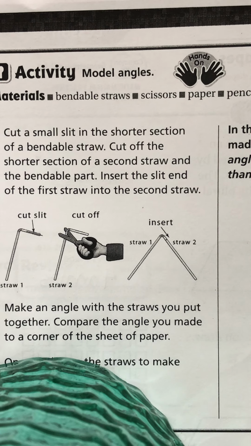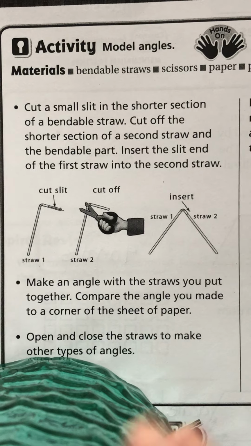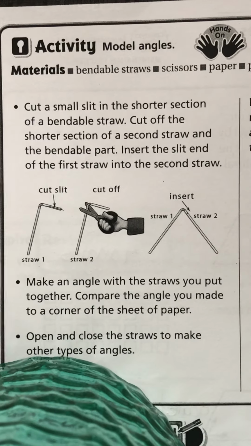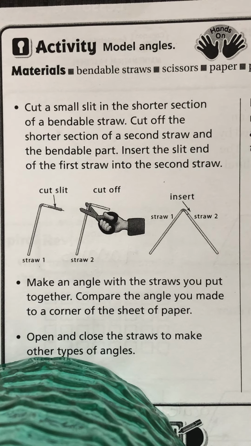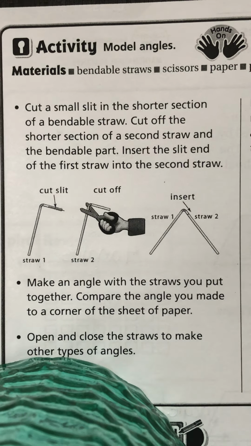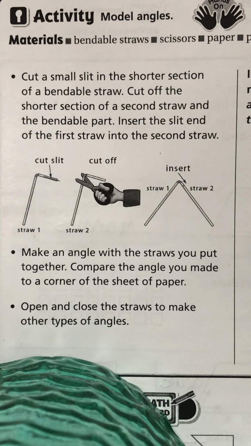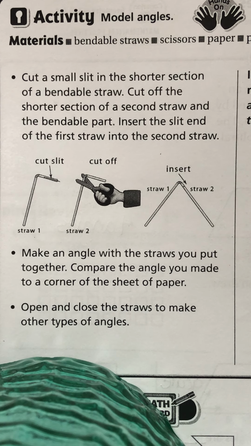Now we can do this activity, but if you don't have straws at home, it's going to be hard. And actually, Ms. Harling doesn't have any straws right now, but I may upload this a little bit later and show you. But they're still explaining what you can do. So the materials you need are bendable straws, scissors, paper, and a pencil. It says, cut a small slit in the shorter section of a bendable straw, cut off the shorter section of a second straw, and the bendable part. Insert the slit end of the first straw into the second.